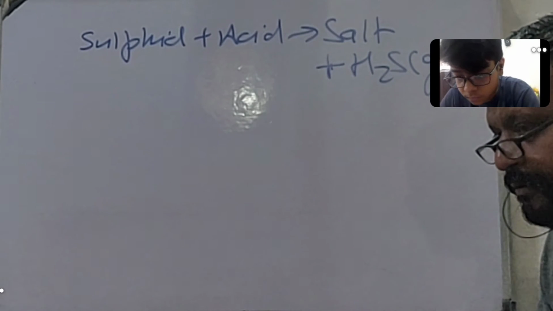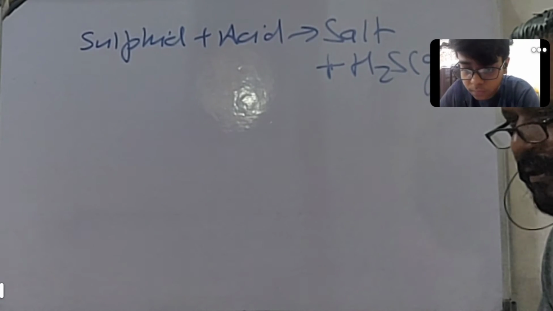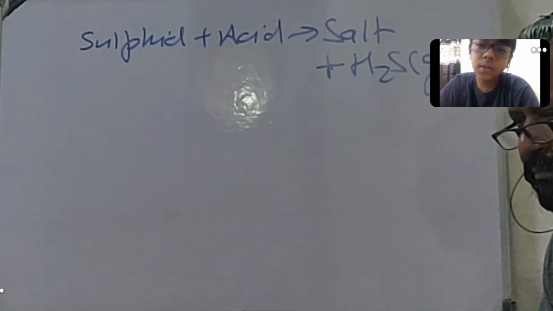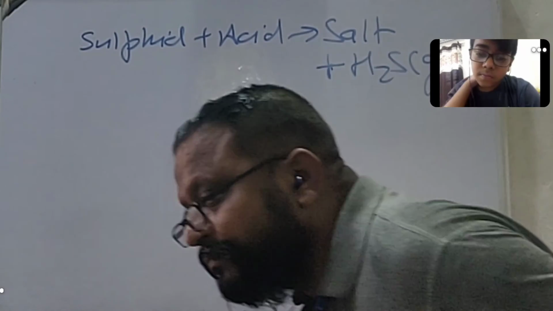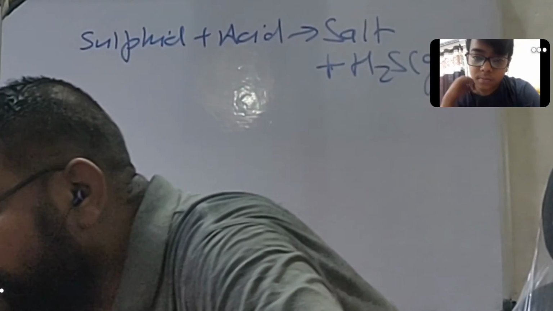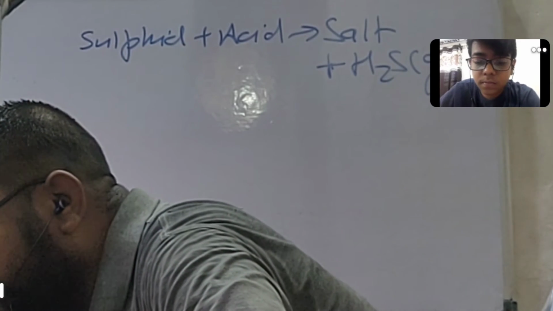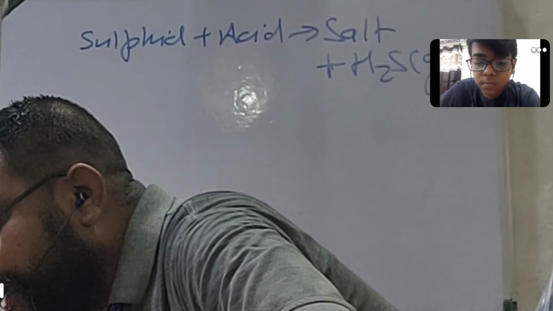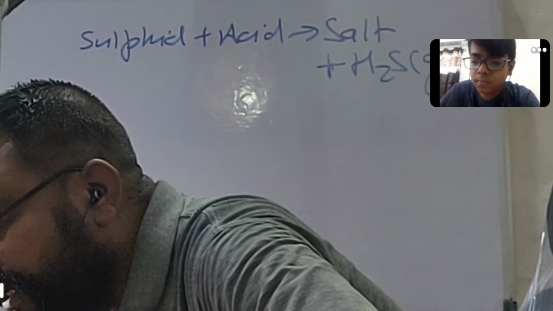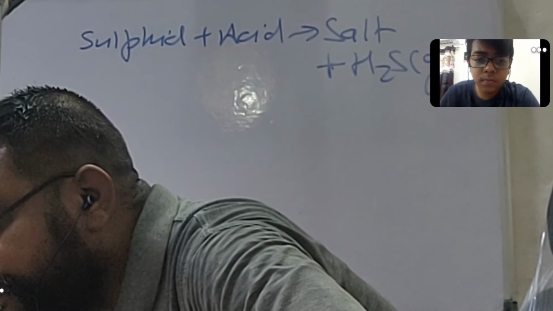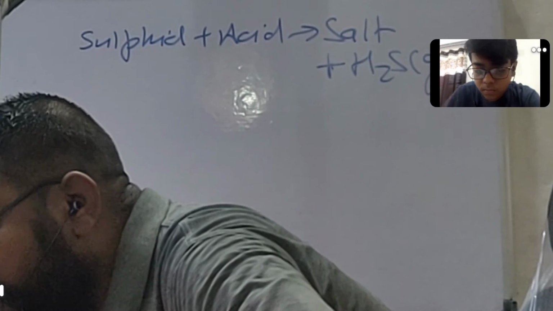Thiosulfate. What is thiosulfuric acid? When lead nitrate reacts with HCl it gives you lead chloride plus HNO3. Na2S2O3 is known as sodium thiosulfate.